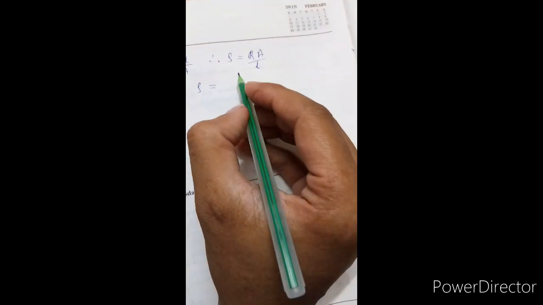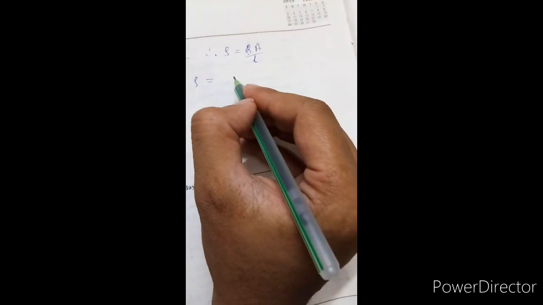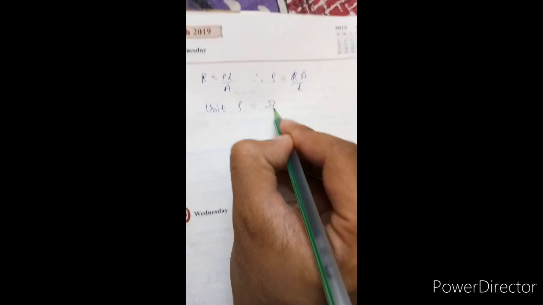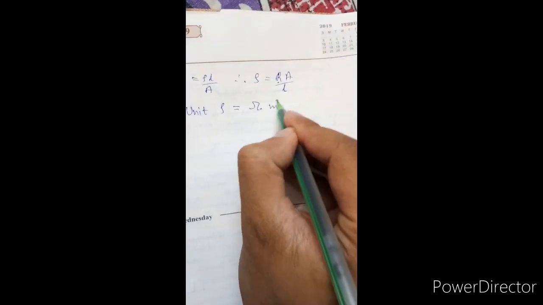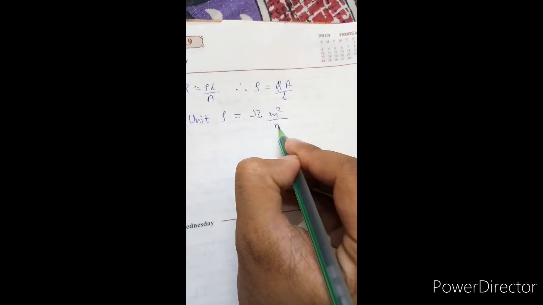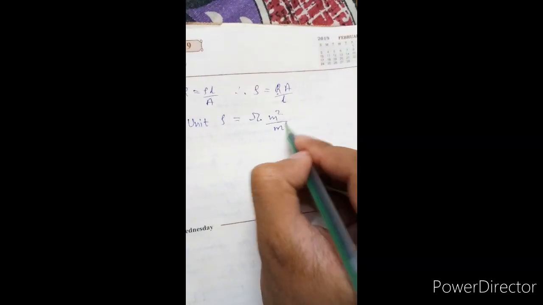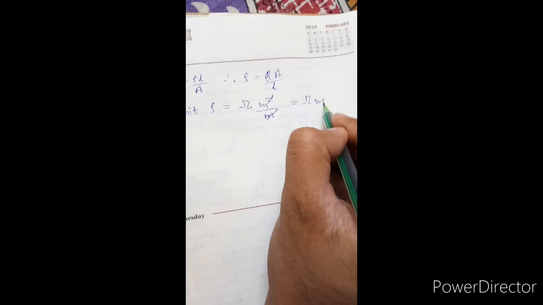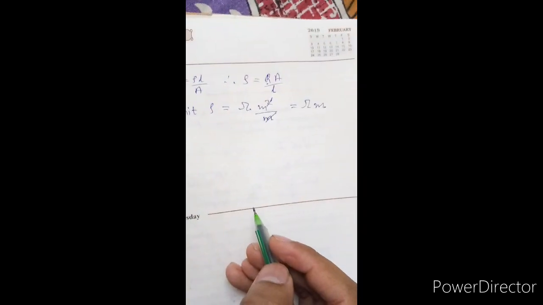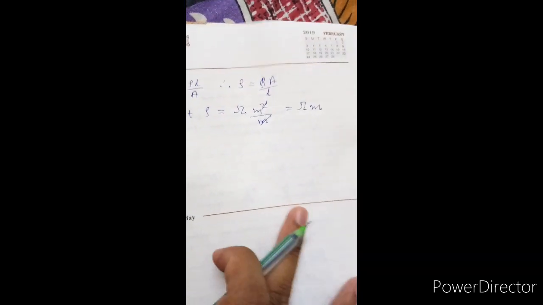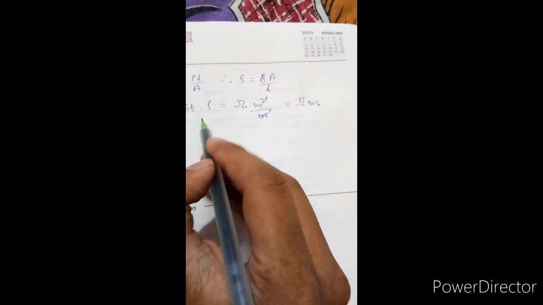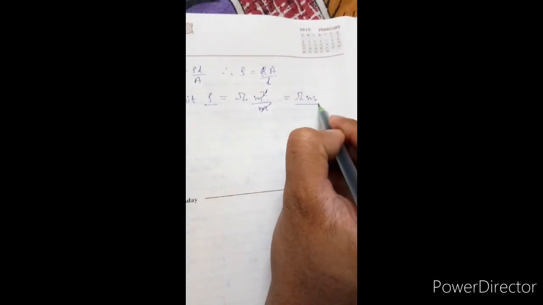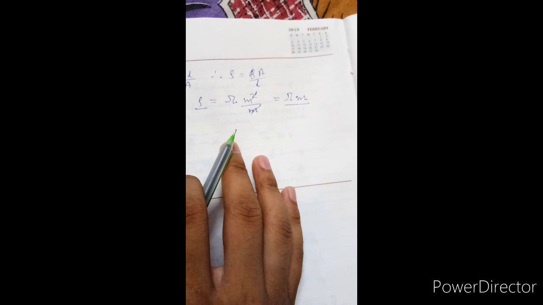Okay, from this you can derive the unit of rho, which is known as resistivity. Here unit of R is ohm, unit of area is meter square, unit of length is meter. 1 meter cancels out, so you will get the unit of resistivity, which is ohm into meter. So unit of rho is nothing but the ohm into meter.